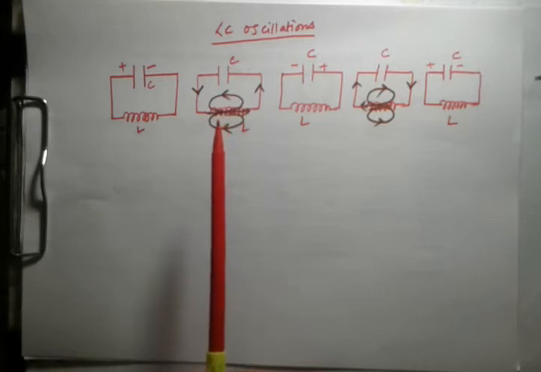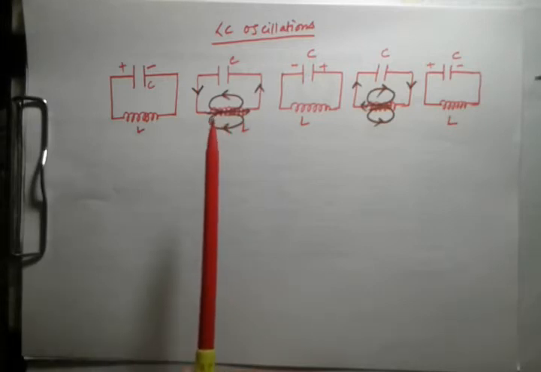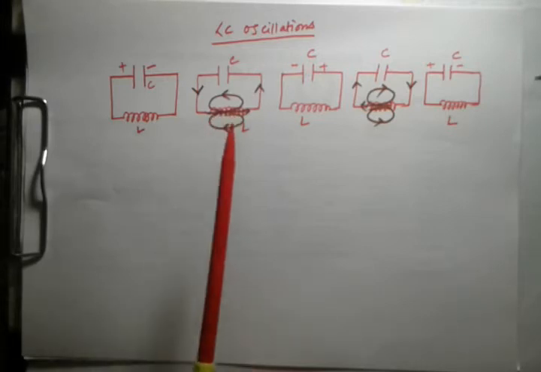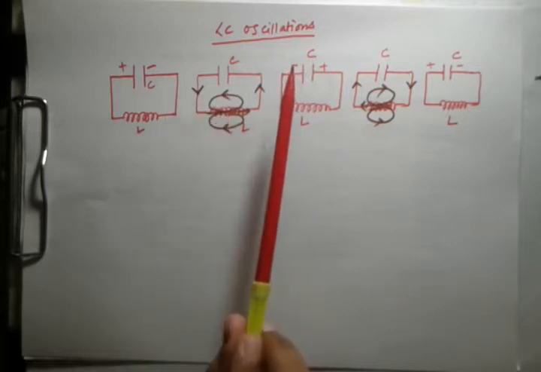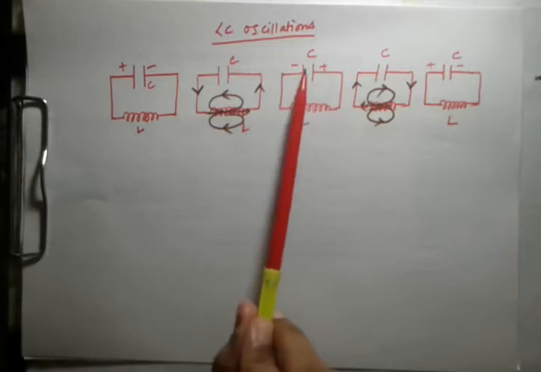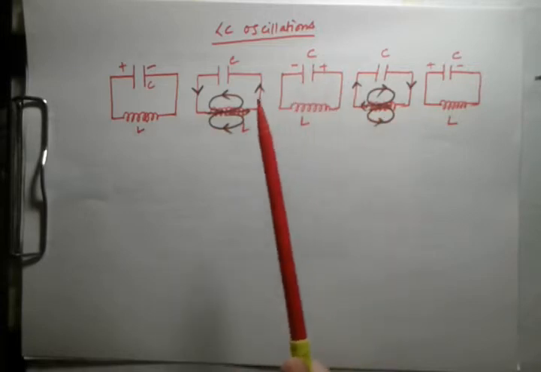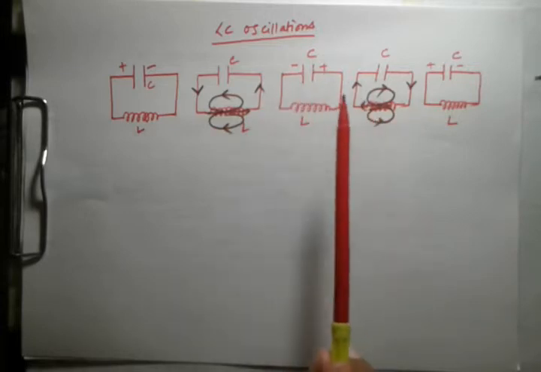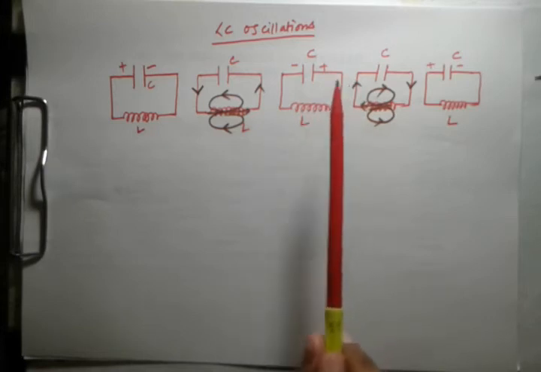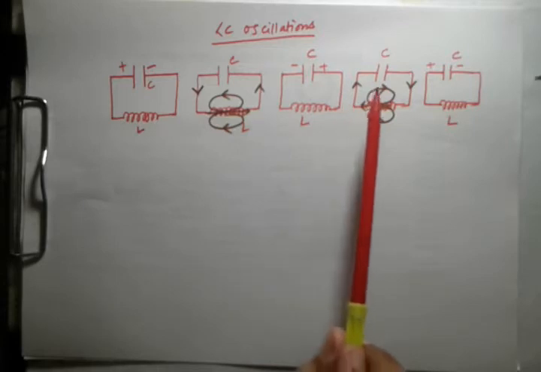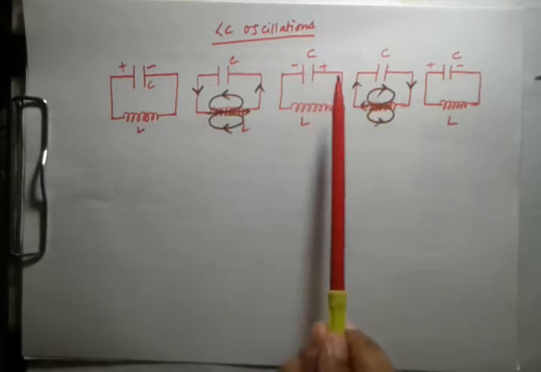Now when the magnetic energy becomes maximum, the capacitor again begins to recharge itself in the opposite direction. You can see in the opposite direction. Now the energy stored in the magnetic field is converted into the energy stored in the electric field of the capacitor. And now again the capacitor is fully recharged, and the whole energy is stored in the electric field in the capacitor.